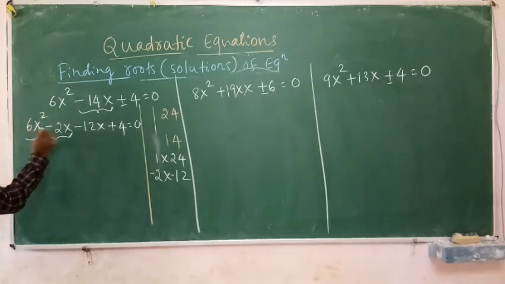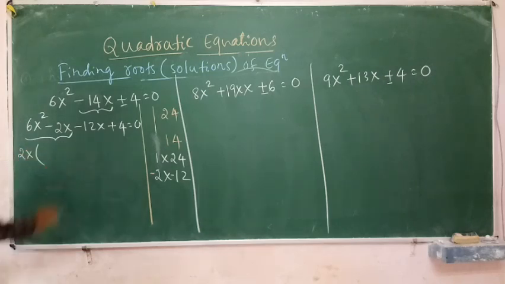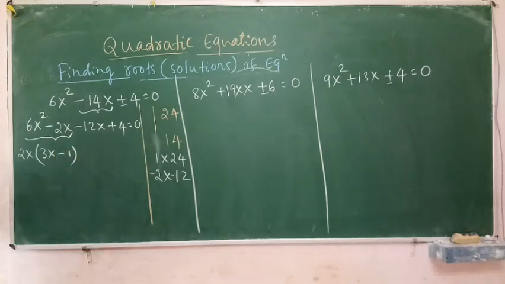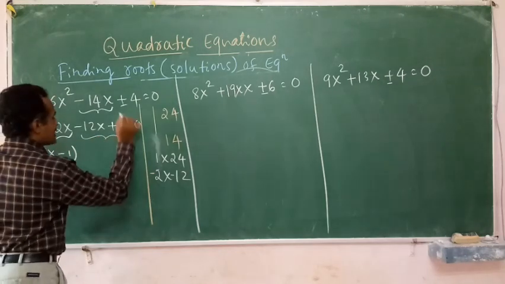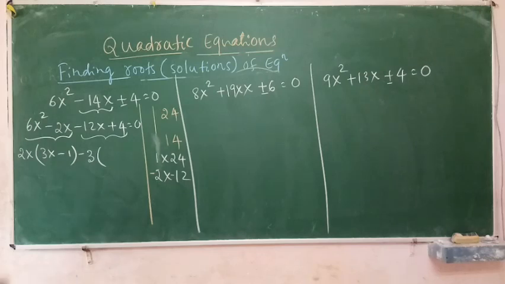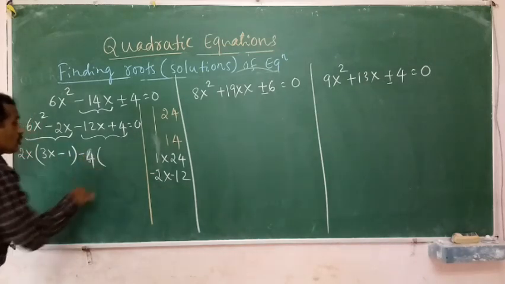Grouping. What can be taken? 2x can be taken as a common into bracket. 3x minus 1. See, 6x square. 2x has come out. 2 3s are 6. x into x square minus 2 1s are 2, x as it is. And what can be taken as a common here? Oh, sorry, minus 4 can be taken as common.